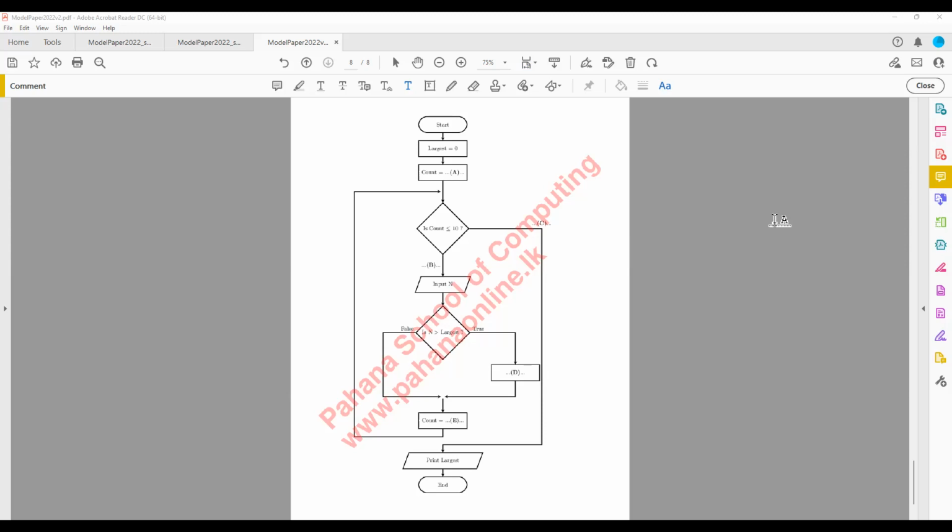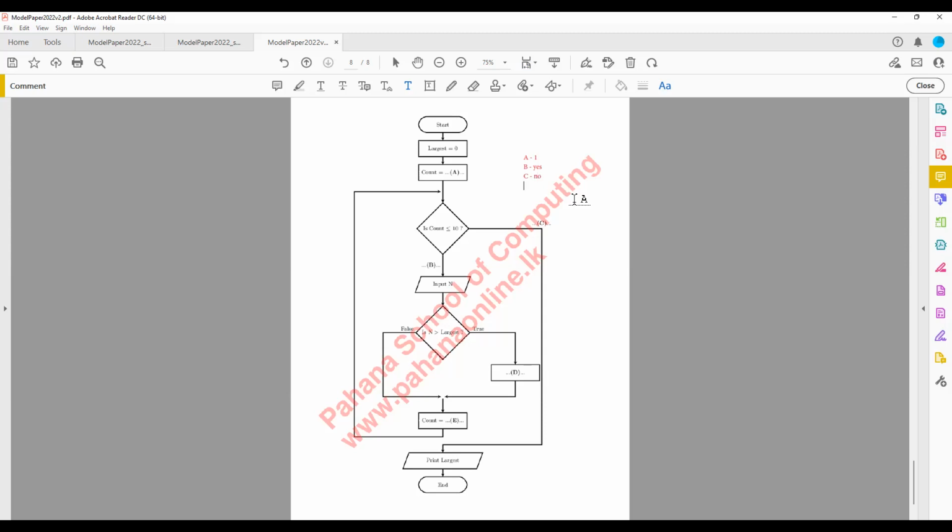A is 1. Yes, A should be 1, because the count is for the purpose of repeating this 10 times, and we have discussed this repeatedly. This is the 10 times count. We are checking whether it's less than or equal to 10, so that means it should start with 1. Then B: yes, we repeat if the count is less than or equal to 10. So B is yes, which means C is no.